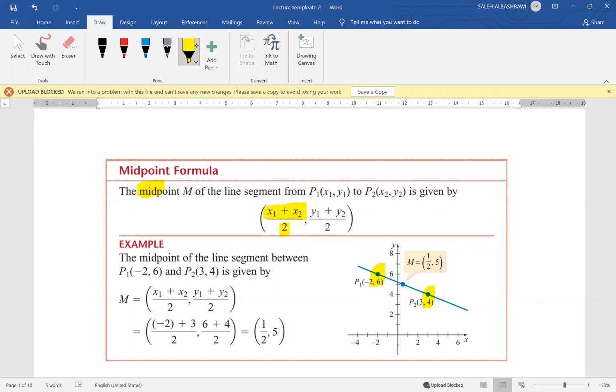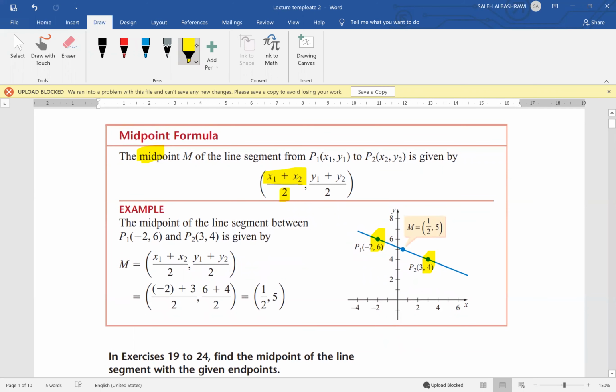It is the sum of the x coordinates divided by 2 and the sum of the y coordinates divided by 2. For example, the midpoint of the line segment between B1, given by -2, 6, and B2, 3, 4, is given by M, which is x1 plus x2 divided by 2. That will be the first coordinate, -2 plus 3 divided by 2, and 6 plus 4 divided by 2. That will give me 1/2 and 5. So the midpoint is given by this formula.